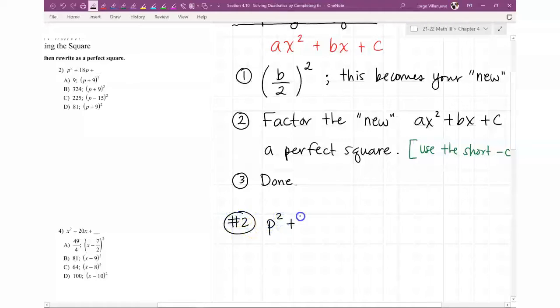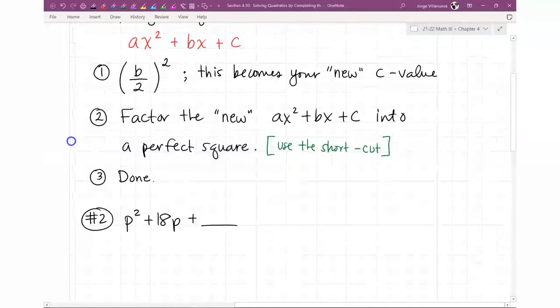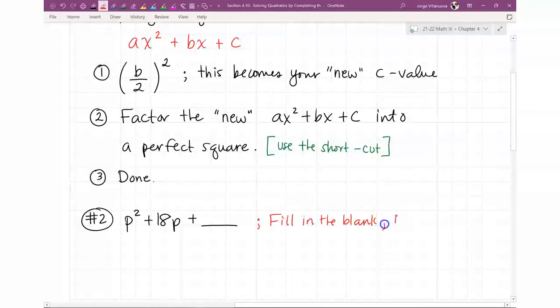p squared plus 18p plus something. Now what they want me to do is figure out what goes in that underline, my brand new c. What goes in there? And then they're going to want me to factor. Let me move this back this way. I'm going to put a little parenthesis here: fill in the blank, then factor. We're going to fill in the blank and then factor.